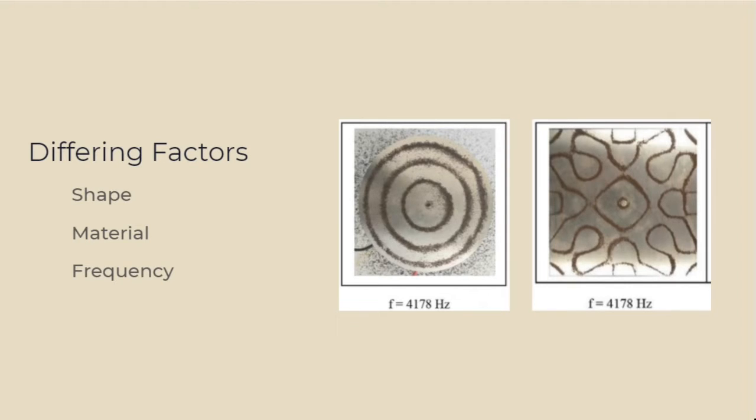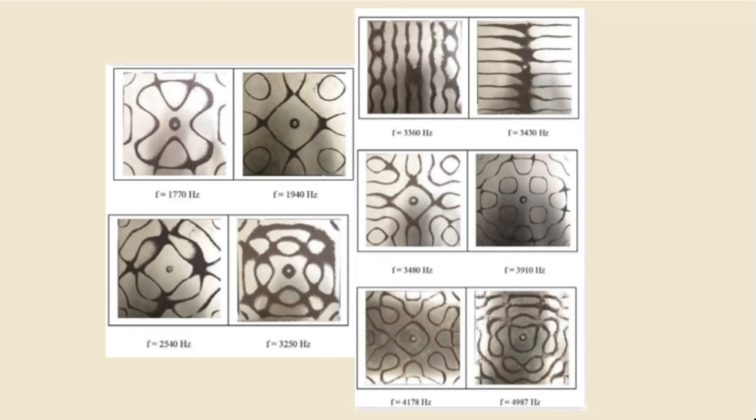The Chladni patterns change depending on the shape of the plate, the frequency, and the material. Different materials have different resonance frequencies because they have different densities and bulk moduli. The shape can change the type of patterns that form, and the frequency determines the complexity of the pattern. Here you can begin to see how the different frequencies create different patterns. The higher the frequency, the more complex the pattern gets.